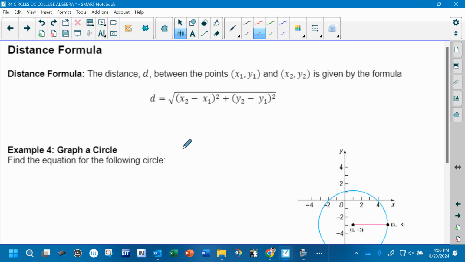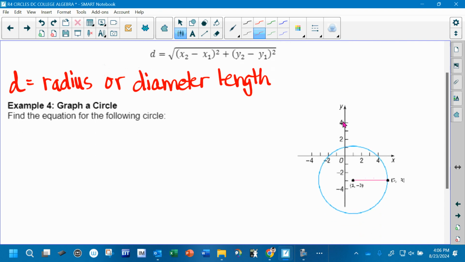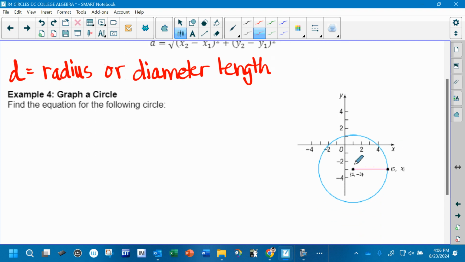All right, distance formula. This is from geometry. Please note that when we're finding the distance, it is either going to be the length of your radius or the length of your diameter. So that is going to be our distance. So here I have the center and the edge.